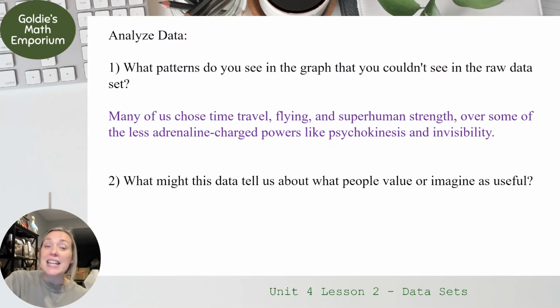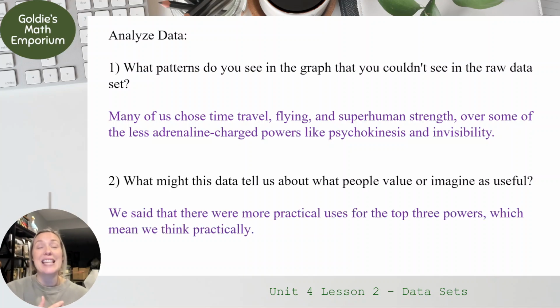And what we decided, this data tells us that we like more practical adrenaline-charged superpowers, which means we think more practically, right? So time travel, that has a lot of practical implications. Flying makes it easy to travel, and then superhuman strength obviously has its uses as well. So these were kind of the answers, the fun answers we came up with when we analyzed that data.